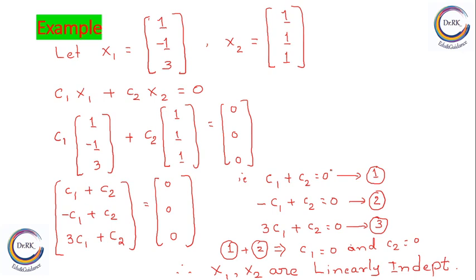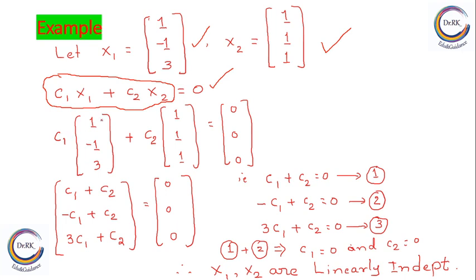So this is very important in examination. So one example we'll see. Consider vectors x1 = (1, -1, 3) and x2 = (1, 1, 1). First, immediately what we have to do is, two vectors are there, we have to take two constants and write its linear combination and equate this linear combination equal to 0.